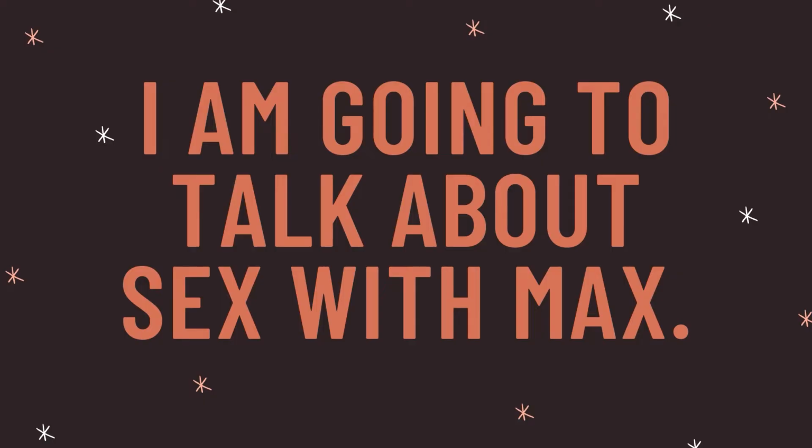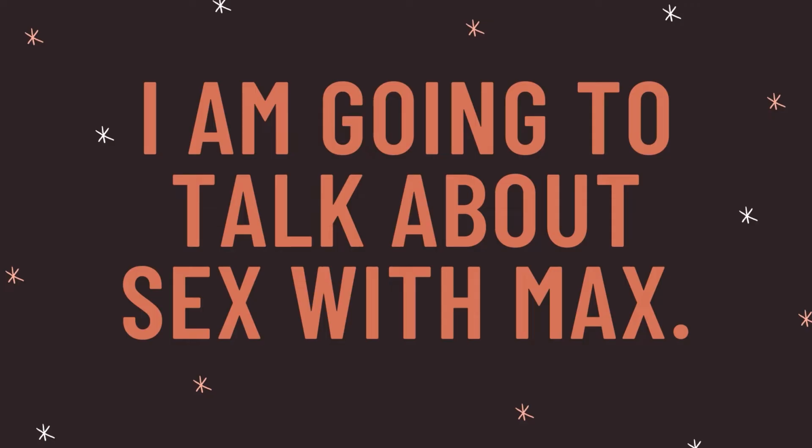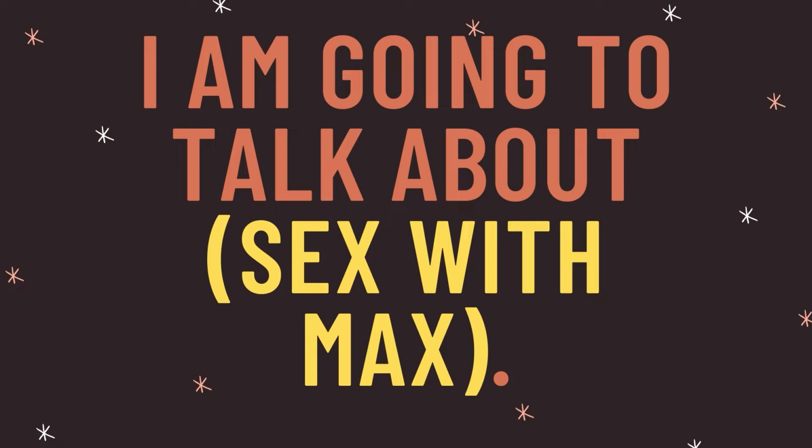So take this sentence for example, I am going to talk about sex with Max. So there are two possible ways to interpret this sentence. First, it is possible to think of you are going to talk about a topic, and this topic is sex with Max. So to illustrate the meaning of this sentence, we're going to put brackets in the sentence so that you can understand how to look at this sentence to get that meaning.